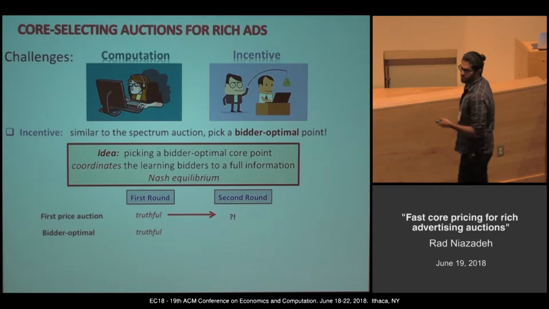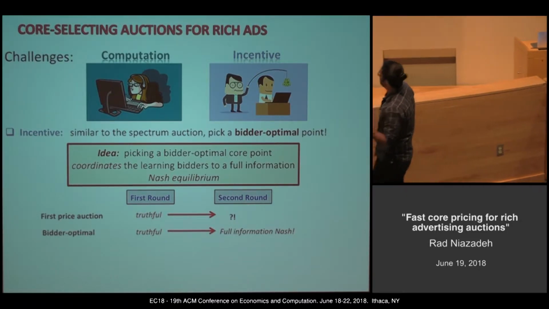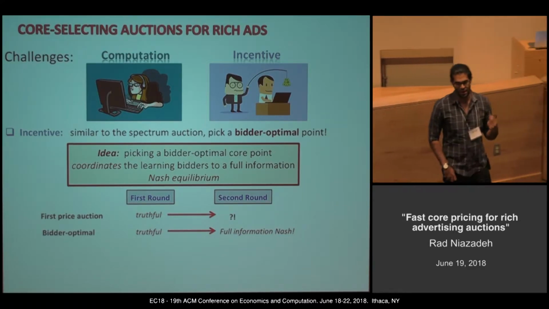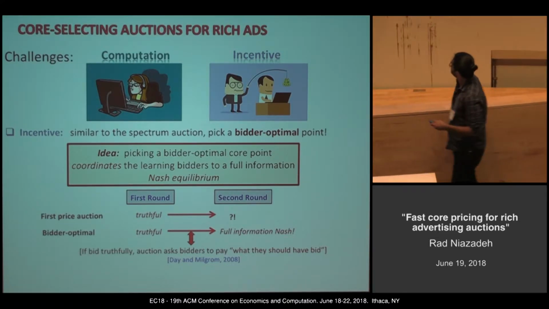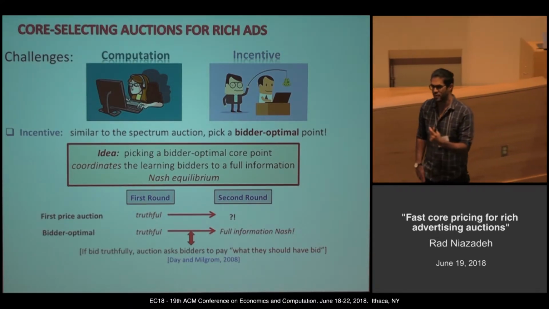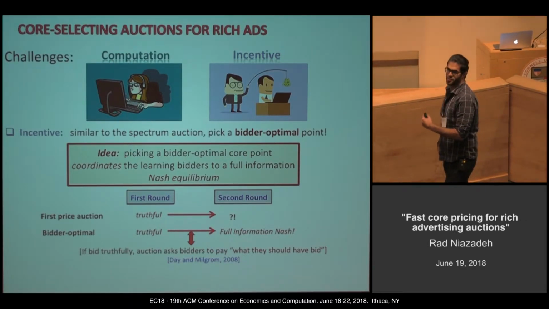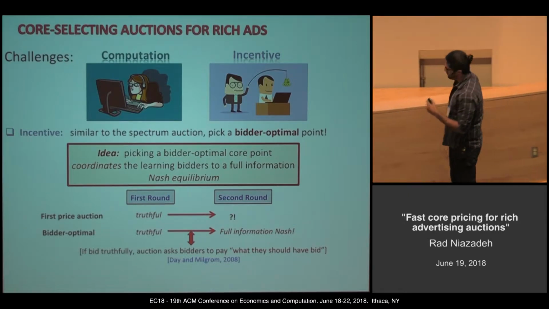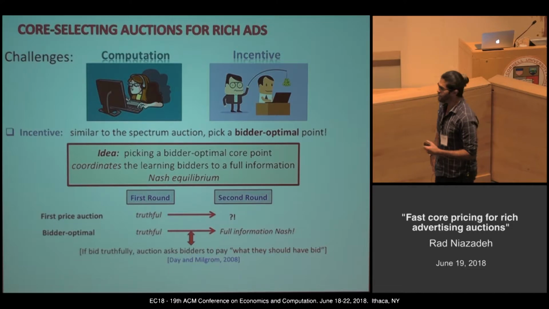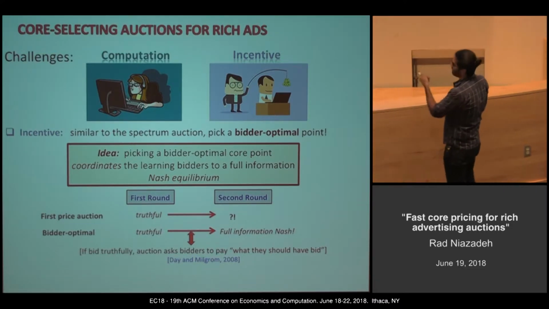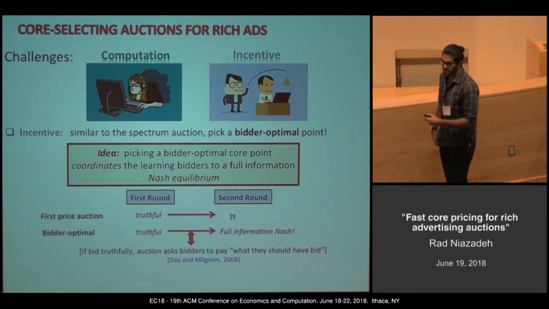But if you think about the bidder optimal core auction, then actually there is a way for bidders to land into a full information Nash equilibrium of this game, thanks to a nice theorem by Bob Day and Paul Milgrom, which is saying that if you bid truthfully in a core auction, and the core auction was a bidder optimal core auction, then the prices would be what you should have bid in the first place. So that means that this 2-step dynamic can actually land into the full information Nash if players coordinate.